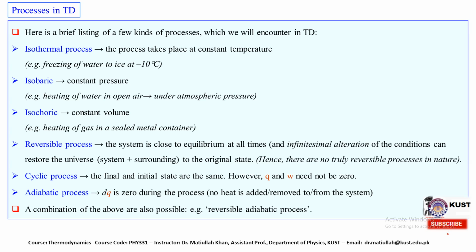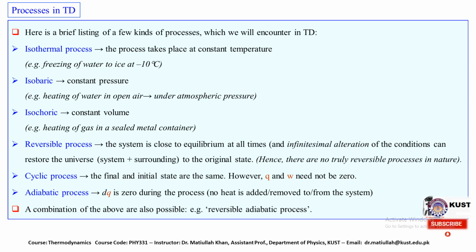So if we consider constant pressure, that is actually the isobaric process. If we are heating something in open air or under atmospheric conditions and keep the pressure constant, that is the isobaric process. We have the isochoric process if we want to heat up something and seal the cylinder, so that is actually called the isochoric process.